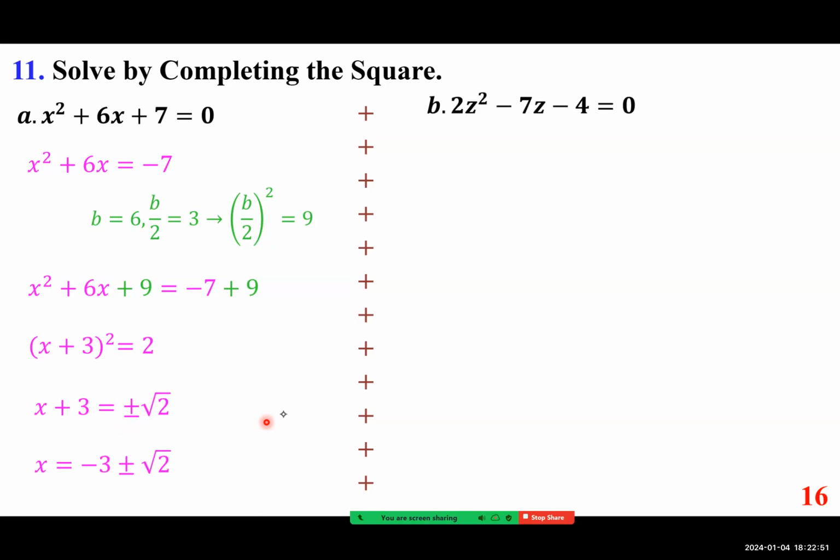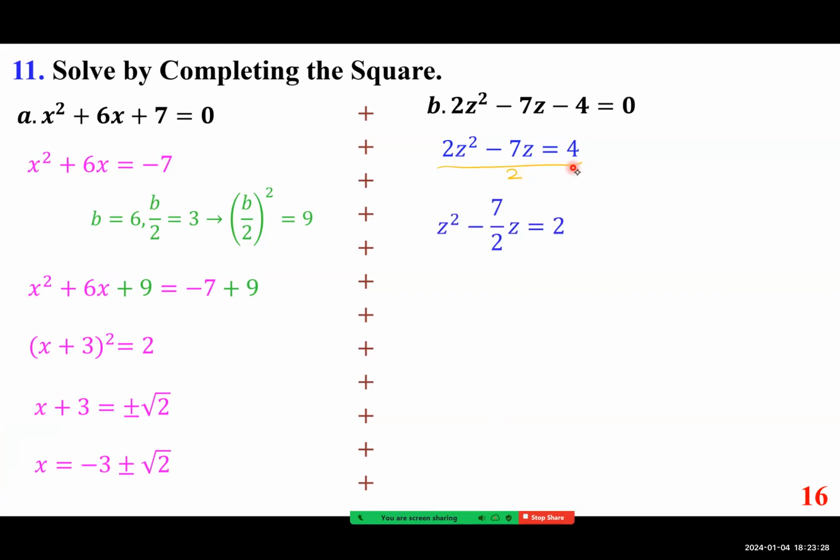In this case, it's a function of z instead of x. It doesn't matter. First and foremost, we are going to move the -4, make it a +4 to the other side. Secondly, this number is 2. We are going to divide everything by 2. And one way to write it, you can even write it like this. That means you're dividing everything by 2. So what happens? This becomes z squared. This becomes -7/2 z, and this becomes 4/2 or 2.